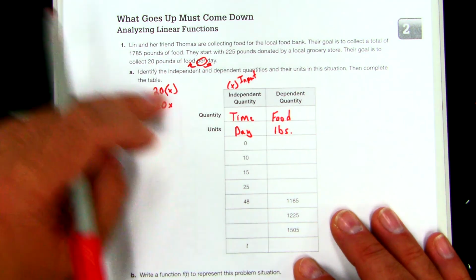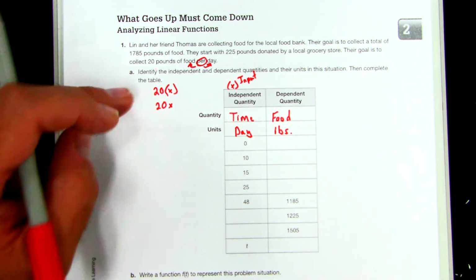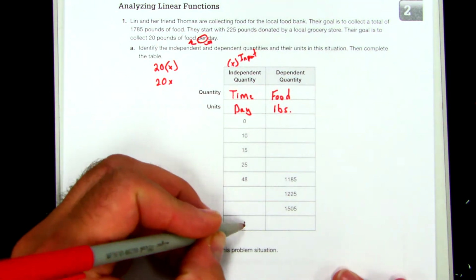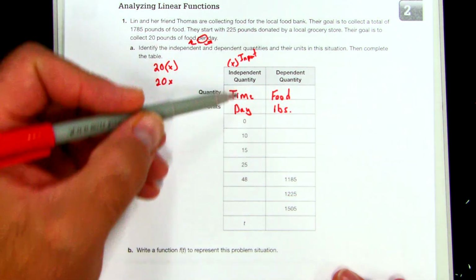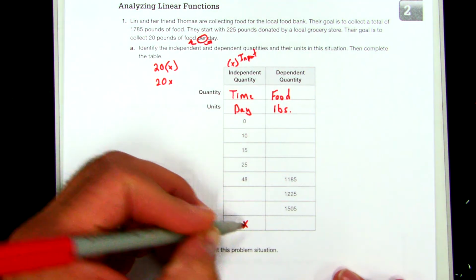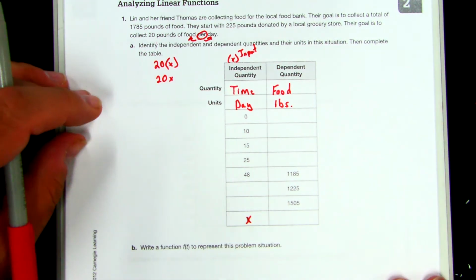But, is that all it said? Anybody? Is that all it said? Was 20X? Now, if we're down here, we know this is our X value, so I'm going to change this to X. Why is it that we don't want to use T? We don't want to use T a whole lot. Why? Because it looks like a plus sign.